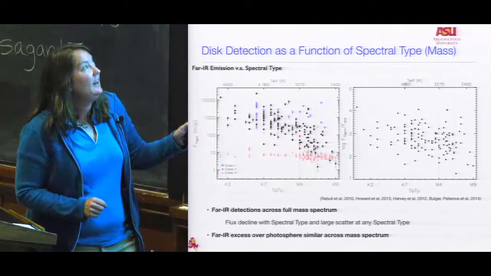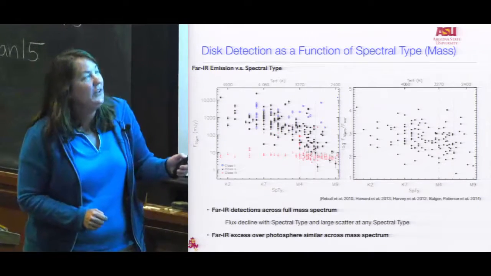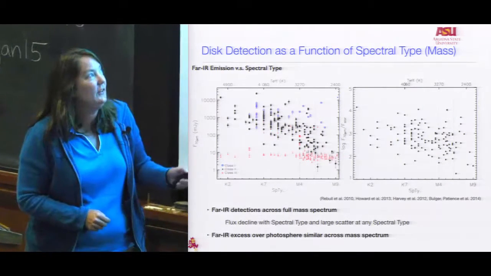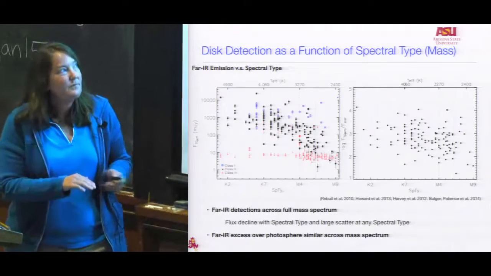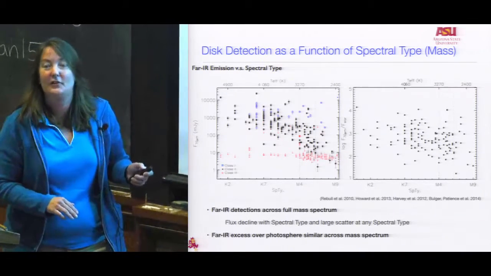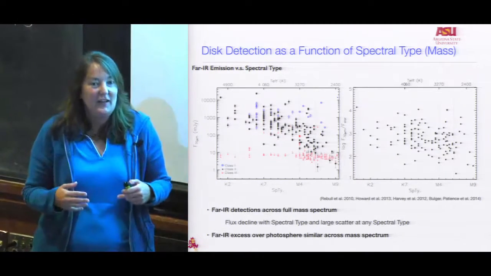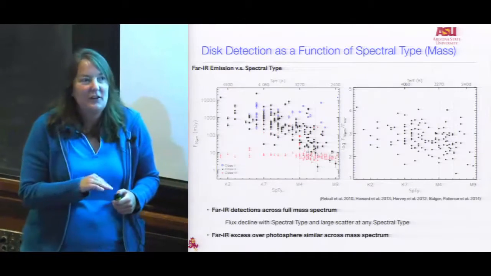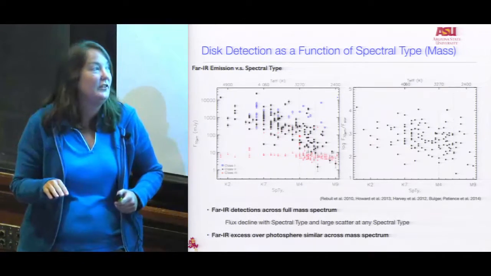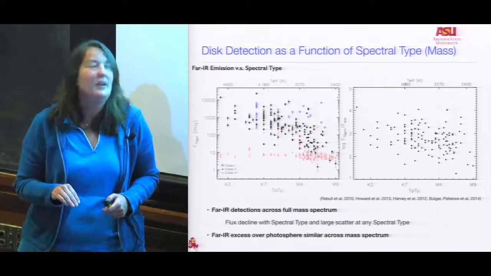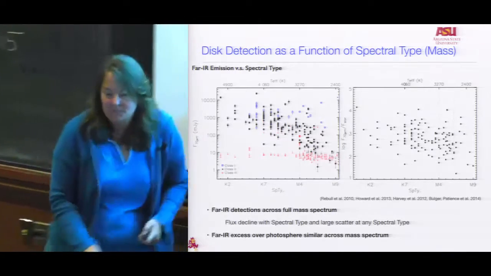And so you see a decline with the spectral type, but if you look at it instead of an absolute flux level as an excess over the photosphere, then what you see is a fairly flat distribution with a lot of scatter. And so it appears that the disk excess is a fairly constant percentage of the photosphere flux, but then at any given mass, there's a considerable scatter.